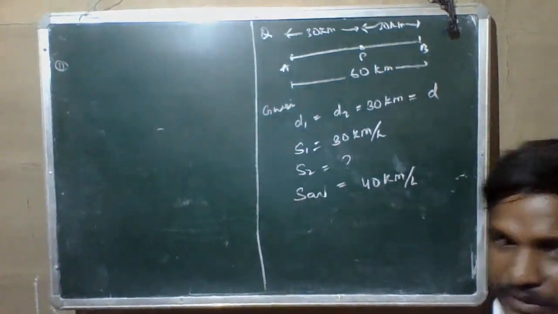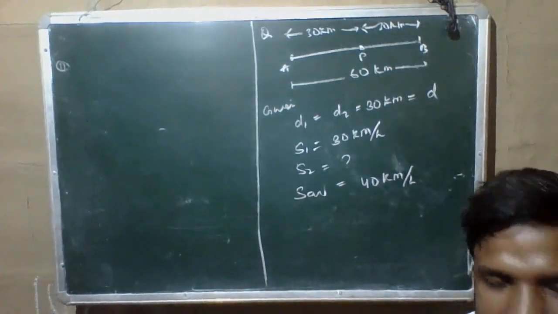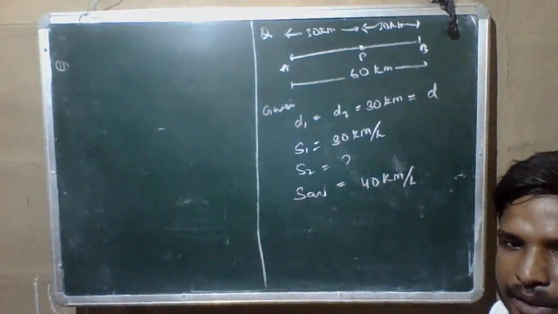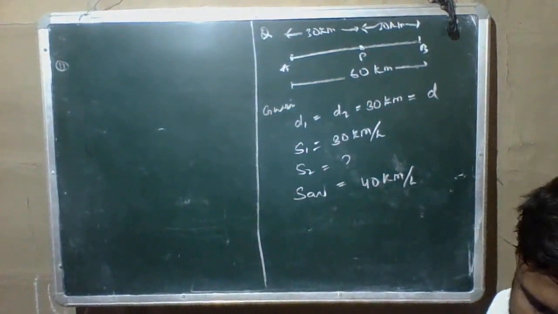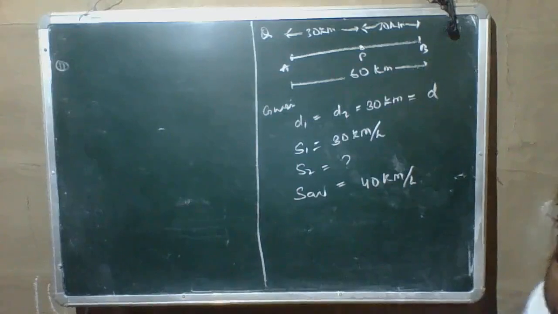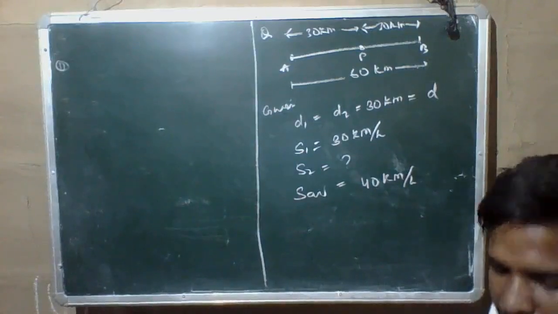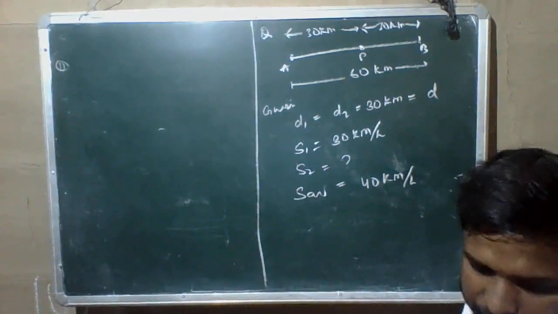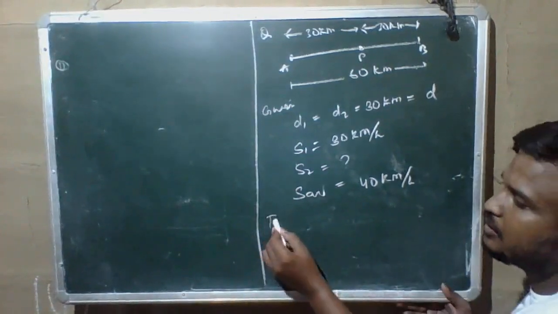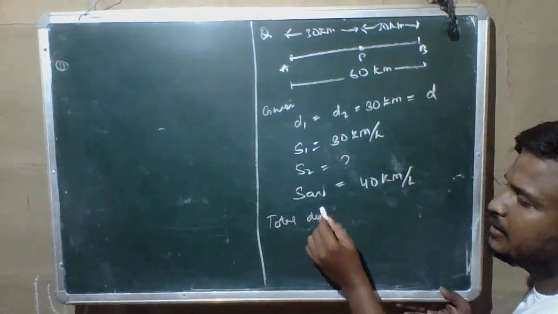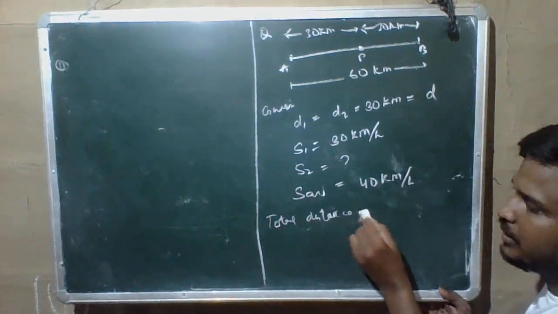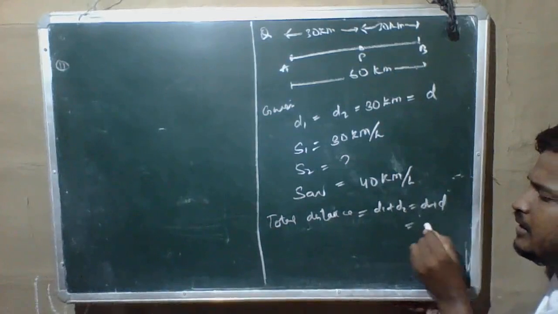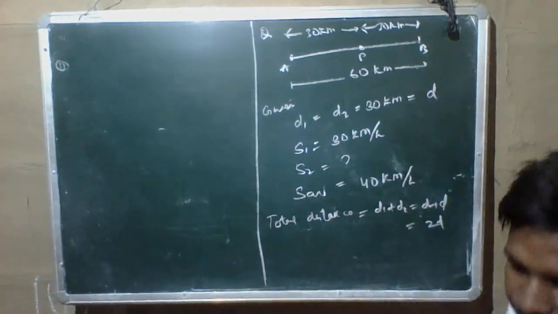Now what we want to calculate here is one parameter which will be unknown, and the average speed value is given. So what is the average speed formula? Total distance by total time taken. That means obviously we have to calculate the total distance and total time taken. So what will be the total distance? Total distance will be equal to d1 plus d2, which is d plus d, and that is nothing but twice d.